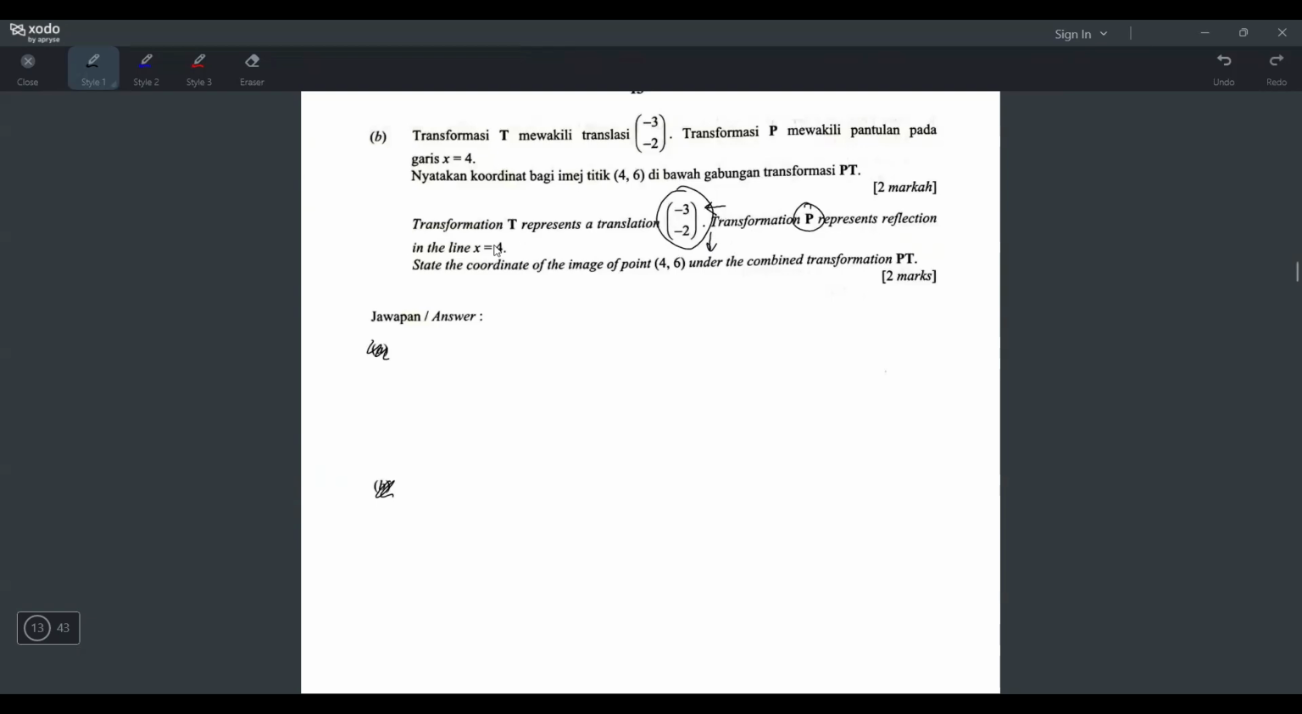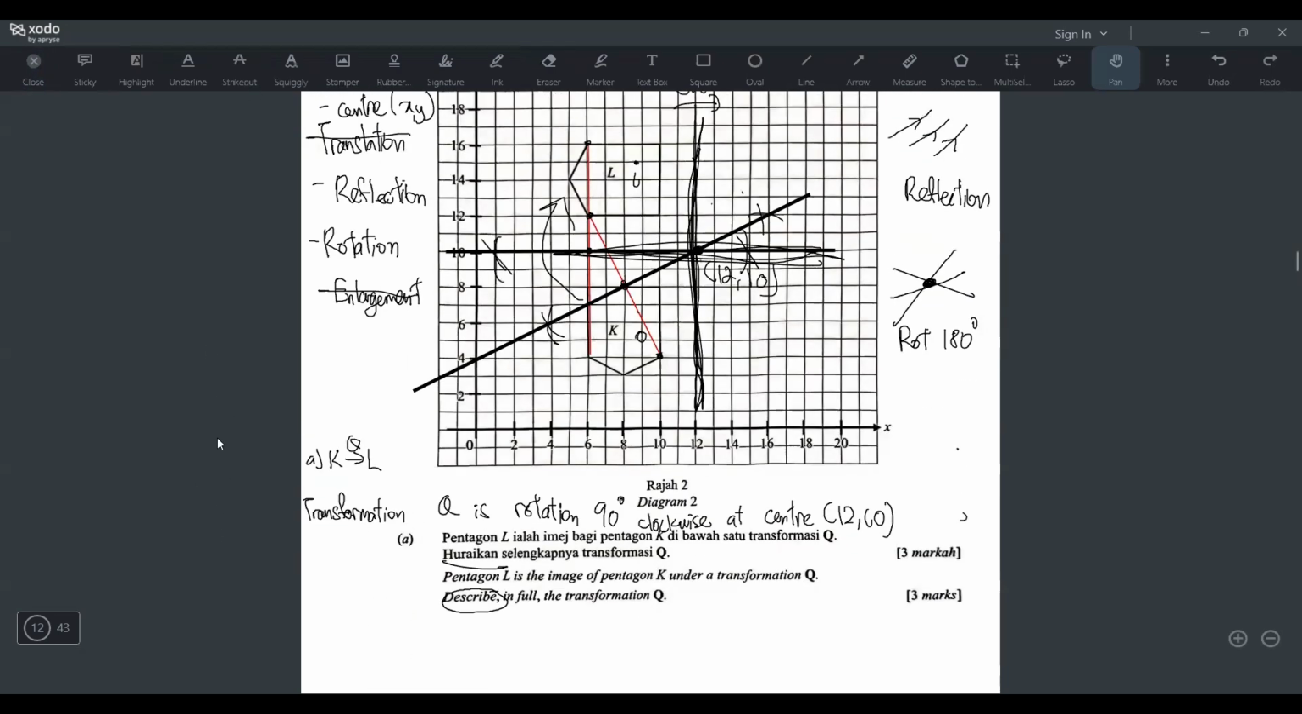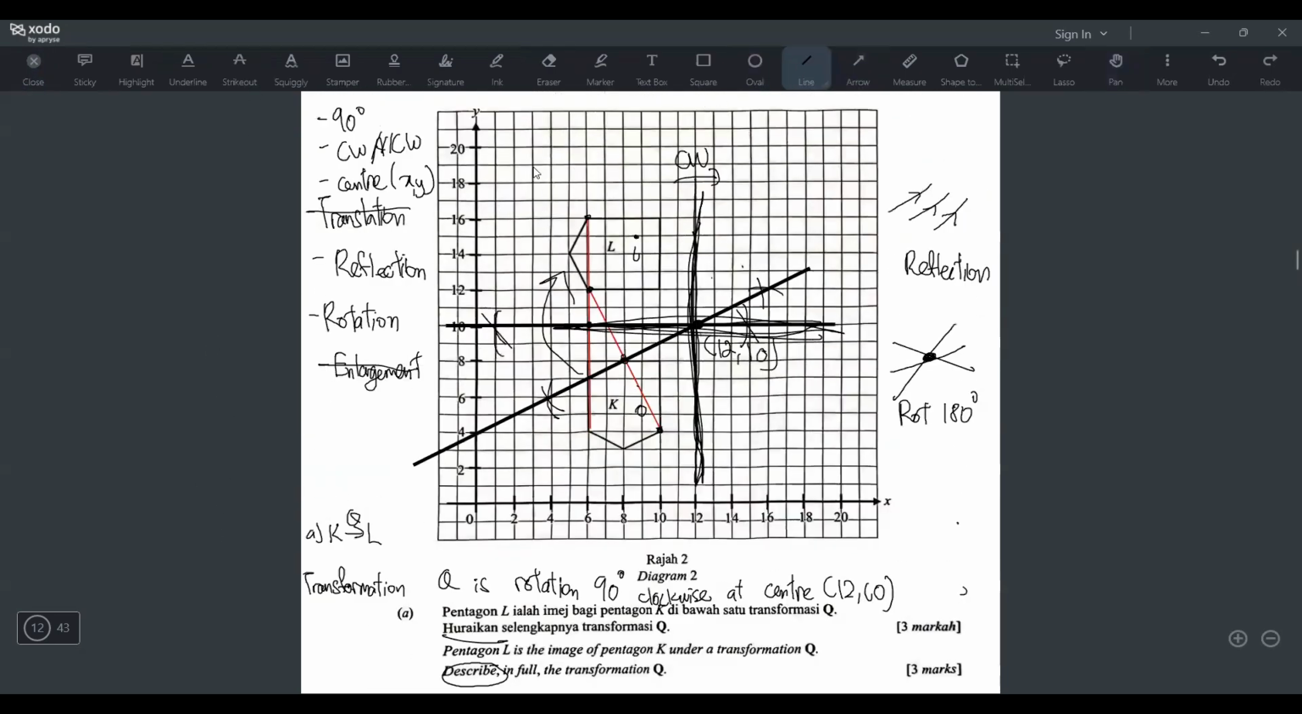Transformation P represents reflection in the line x equals 4. If I am you, I'll straight away draw this line x equals 4. I don't even care what the question wants, I'll just draw it now. Why draw it now? So that you are prepared. You are preparing for later. So let me draw the x equals 4 line.